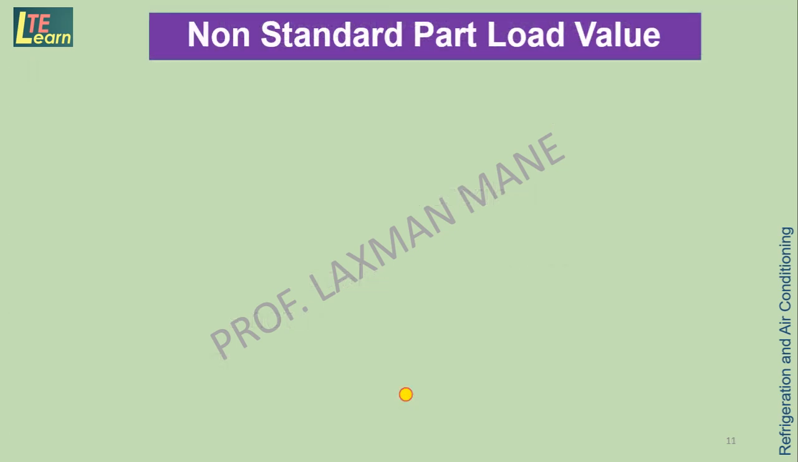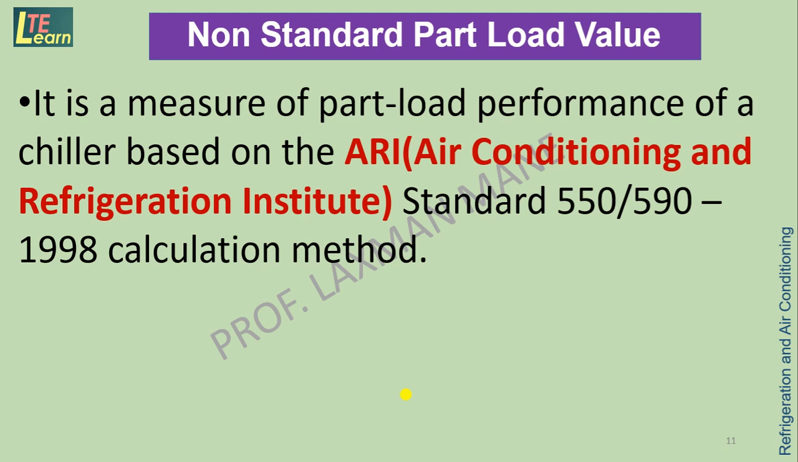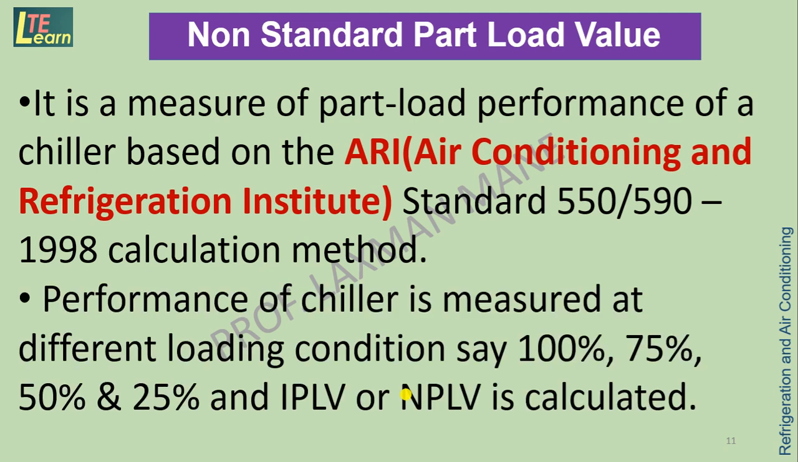Non-standard part load value. It is also a measure of part load performance of a chiller based on the ARI standard 550/590 at 1998 calculation method. Performance of the chiller is measured at different loading conditions, say 100%, 75%, 50% and 25%. And IPLV or NPLV is calculated.